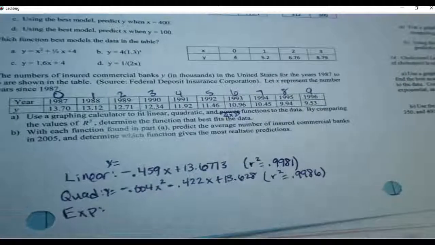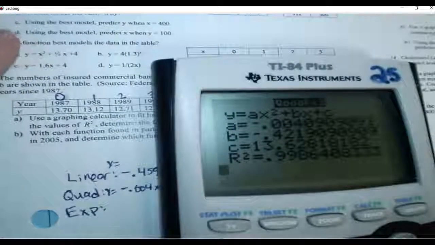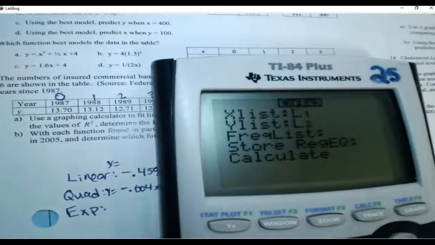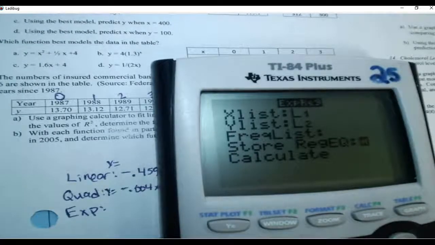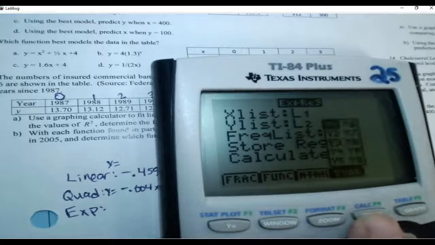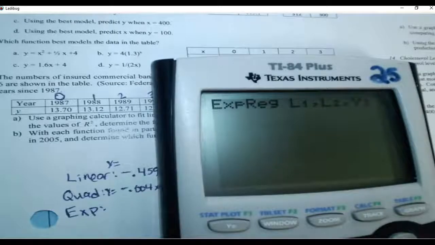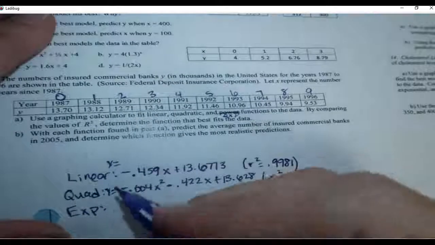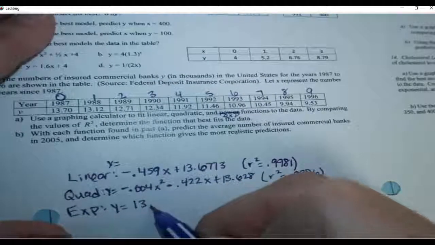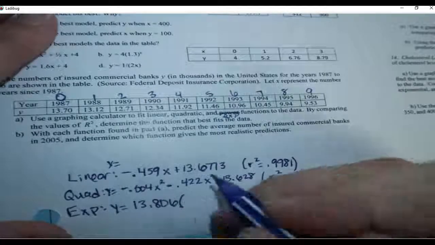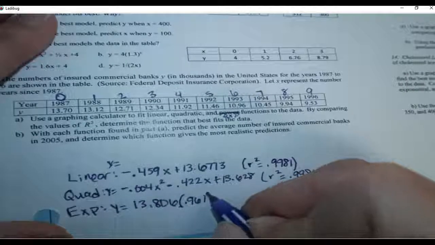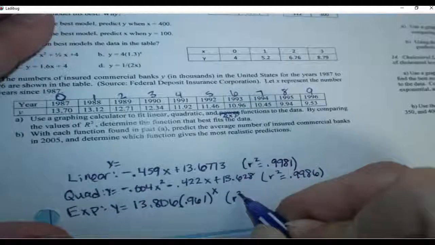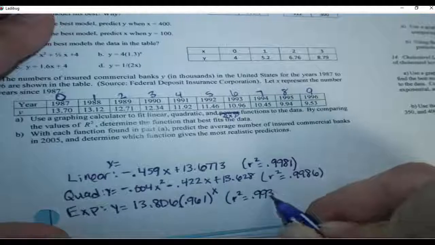Okay, so now let's do exponential. So we'll go stat, calc, 0. Enter, enter, enter. And then to store, we hit alpha, trace, and this one we're going to go y3. Enter, enter. So we get y equals 13.806 times 0.961 to the x, and this one has an r-squared of 0.9934.